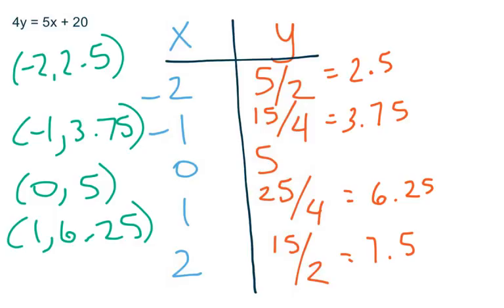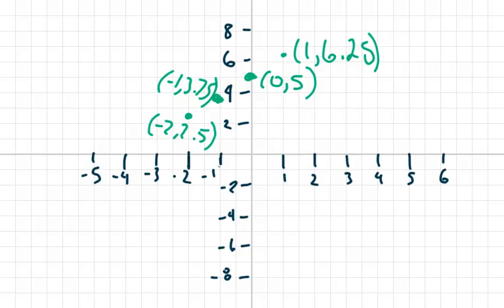6.25. And last but not least, we have 2 and 7.5. So we're going across +2 on the x-axis and up 7.5 on the y-axis. That gives us 2 and 7.5.